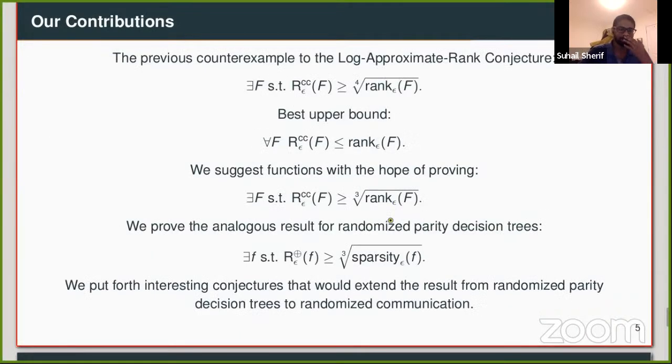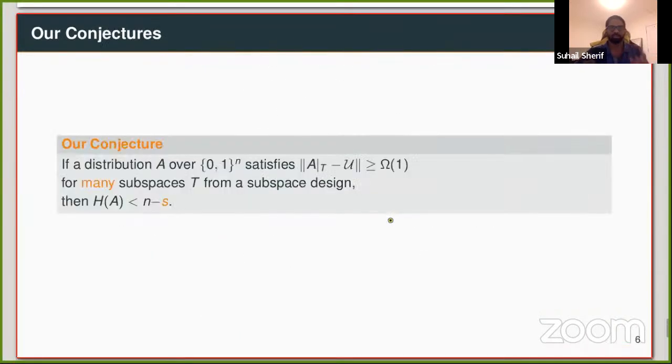Now, what are these interesting conjectures that I refer to? So I'll mention the main one here. It's very similar to what we wanted. We want to say that if a distribution A affects many of the TIs, so for many subspaces T from our subspace design, if the distribution A is helping in solving GI, then the distribution must be small. There are some parameters that I've highlighted in orange that I'm not going into here. But this is the crux of the conjecture. And if this is true, then it would immediately give us our lower bound.